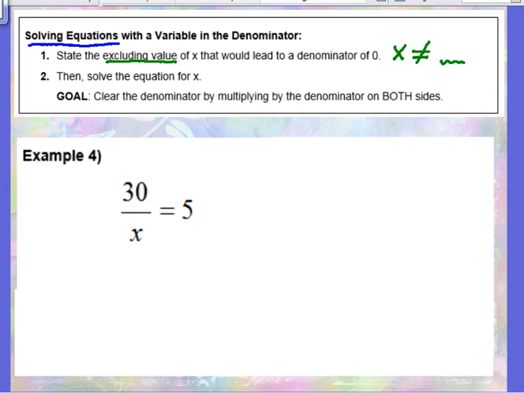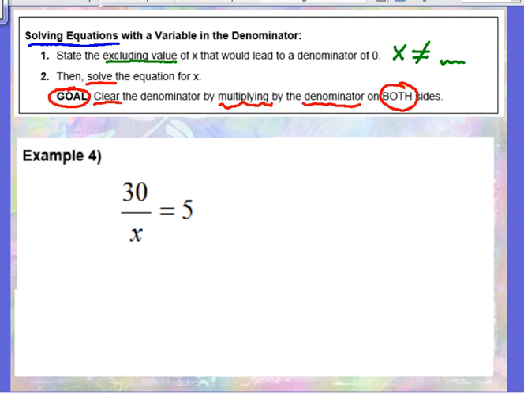Step 2, then we will solve the equation for x. When we're solving, our goal from now on is to clear the denominator. And we will do this by multiplying by the denominator on both sides.